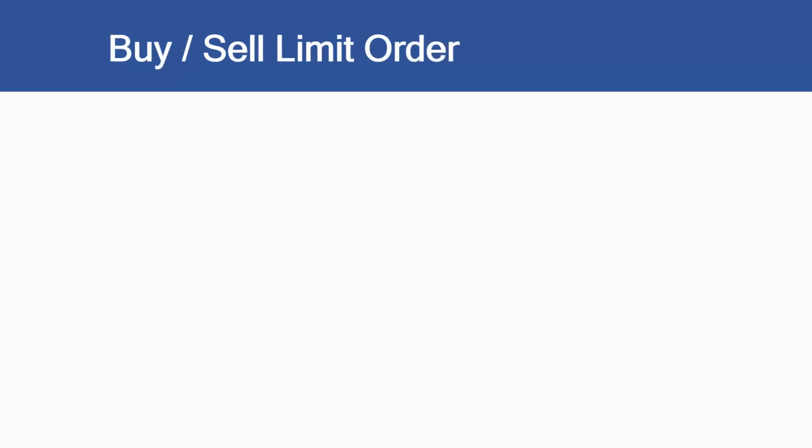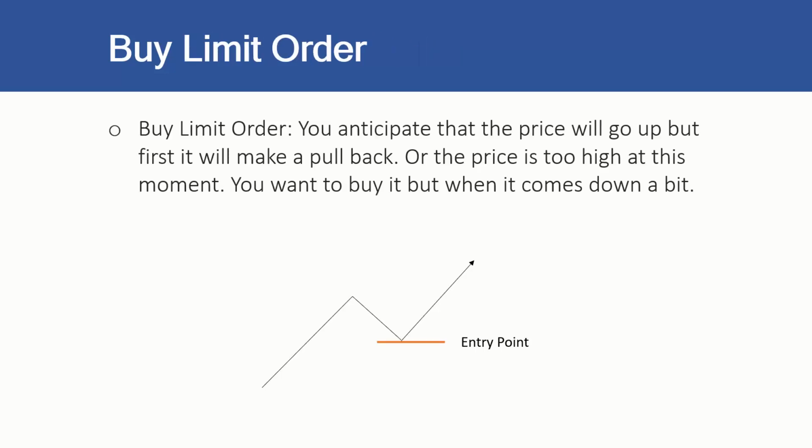Next, we have something known as a buy limit order and a sell limit order. In a buy limit order, you anticipate that the price will go up, but first it will make a pullback. Or you look at the chart patterns and currently the price is too high for you to enter. So what you do is you want the price to come down, and if it reaches your level, then it will trigger a trade and then you will enter. So when you create a limit order, you expect the price to bounce. So it will go down, hit your order and then bounce and continue going up.